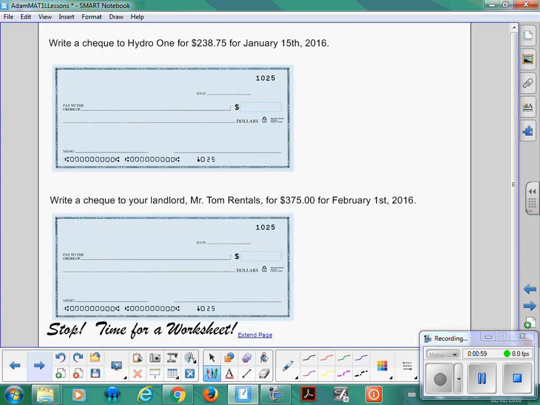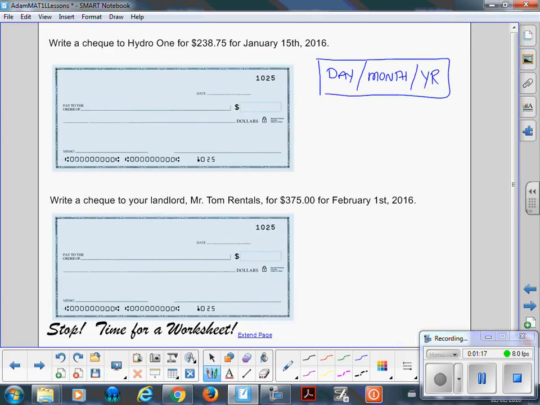So the first thing I fill out is my date. Every check's a little bit different. The majority of them want it in day / month / year. So when you buy checks, it's going to be in this format. So we're going to make sure we got the right numbers. Day, I'm going to start with a 15 / month. January is your first month, so 01. And then write out the year, 2016. So there we go.